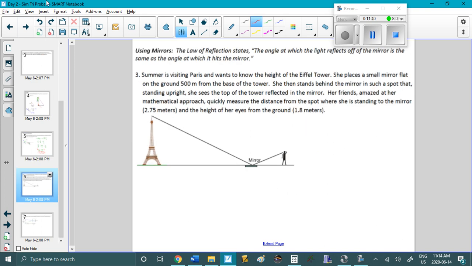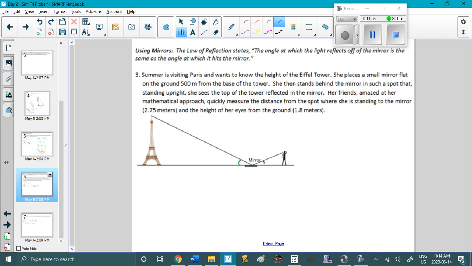Okay, number 3, using mirrors. Again, we would have done this outside at school. It would have been pretty neat. So the law of reflection states the angle at which the light reflects off of the mirror is the same as the angle at which it hits the mirror. So all we're saying here is that this angle equals this angle.